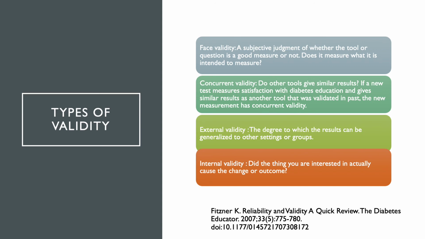Concurrent validity answers the question, do other tools give a similar result? If a new test measures satisfaction with diabetes education and gives similar results to another tool that was validated in the past, the new measure then has concurrent validity. External validity is the degree to which the results can be generalized to other settings or groups. And internal validity is, did the thing you were interested in actually cause the change or the outcome?